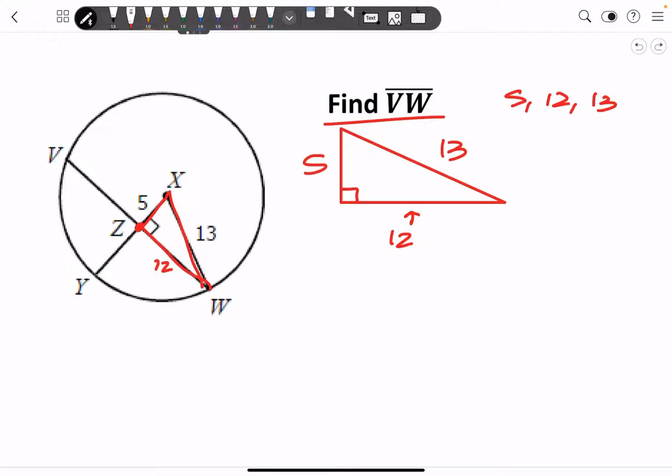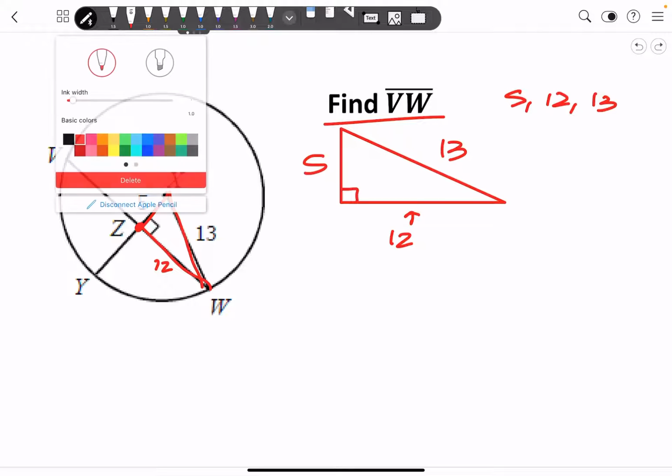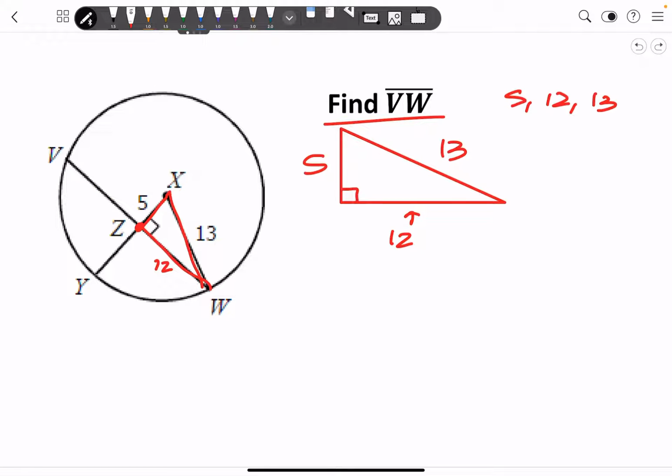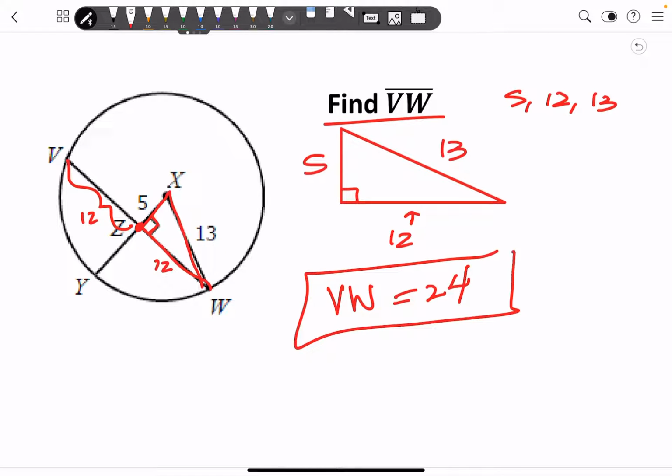That's it. And if ZW right there is 12, we know that VZ is also going to be 12 because of this right angle. It's being bisected. That means all of VW is going to be 12 plus 12, which is just 24. And it's really that easy if you just remember your Pythagorean triples. They will help you for the rest of your math career.